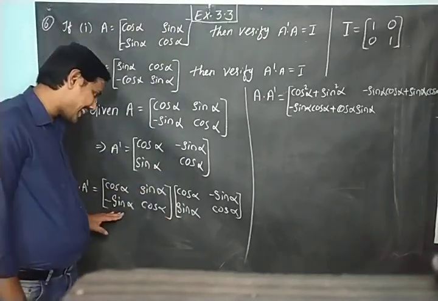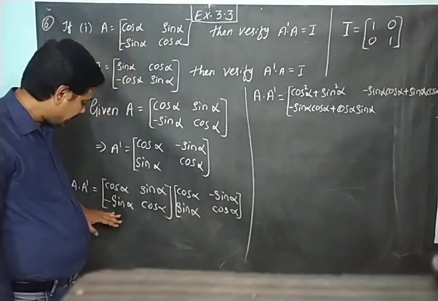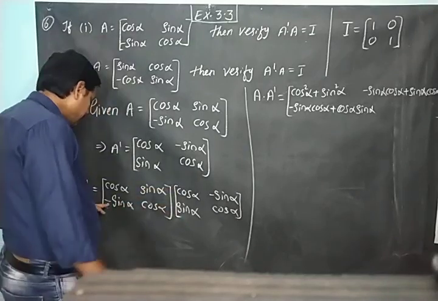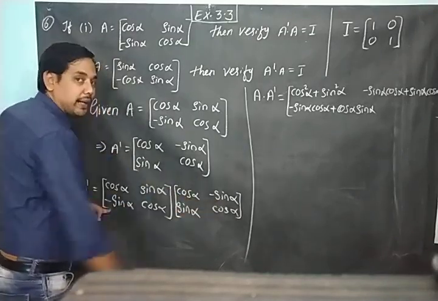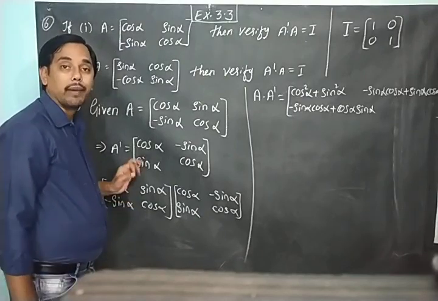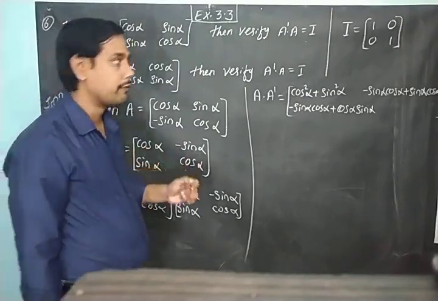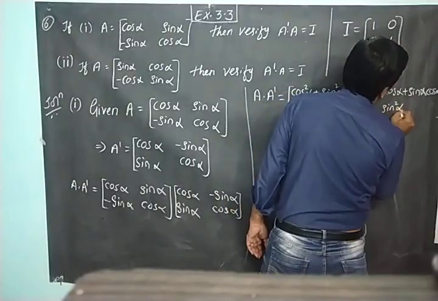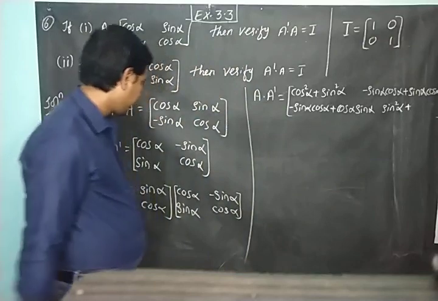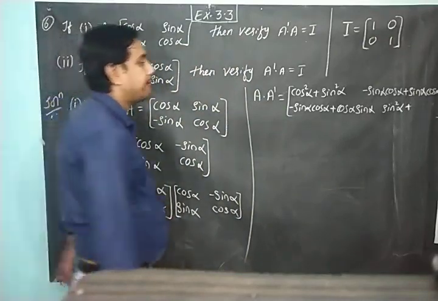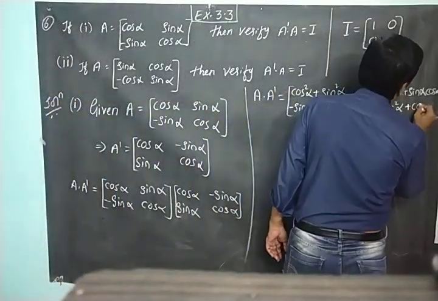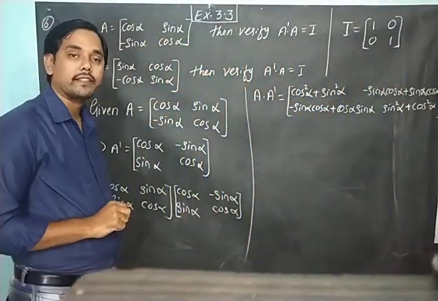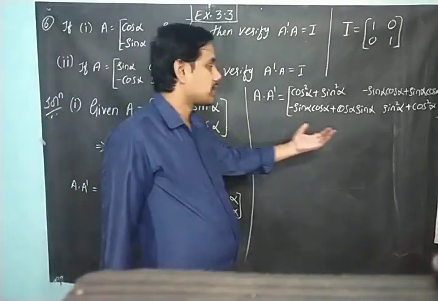Now let us multiply second row with second column. That will be our last operation. Second row with second column. So when I multiply second row with second column, minus sin alpha into minus sin alpha. What is the value? Minus into minus becomes plus. Sin alpha into sin alpha is sin square alpha. So it will be sin square alpha plus cos alpha into cos alpha, that will be cos square alpha.